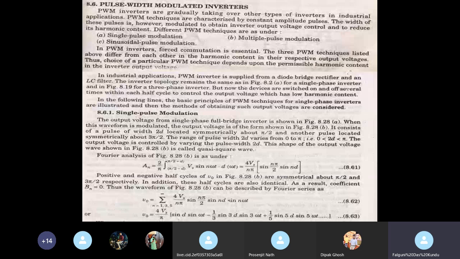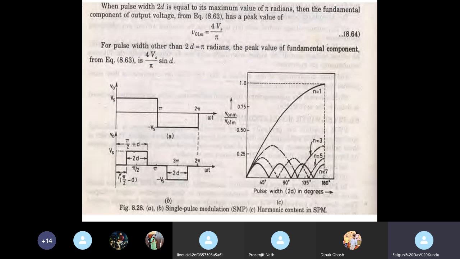So now the choice of particular PWM techniques depends upon the permissible harmonic component in the inverter output voltage. Okay. So now we are going to discuss the single pulse modulation. In case of single pulse modulation, this is a diagram. Okay, what happens in case of single pulse modulation?